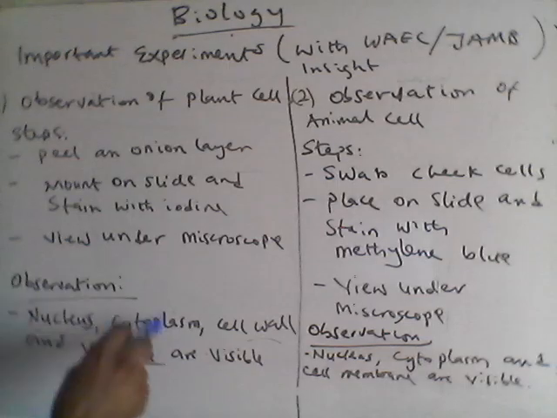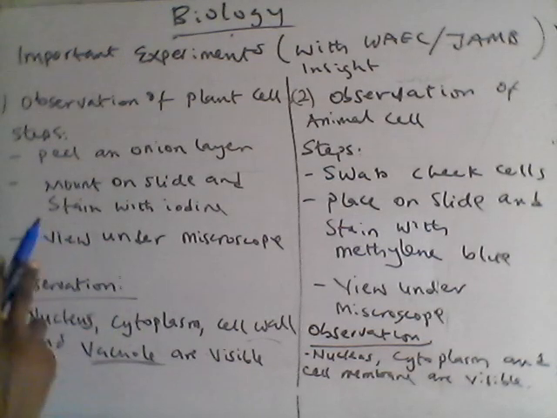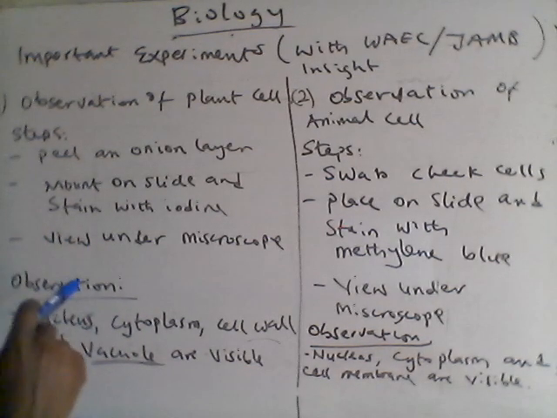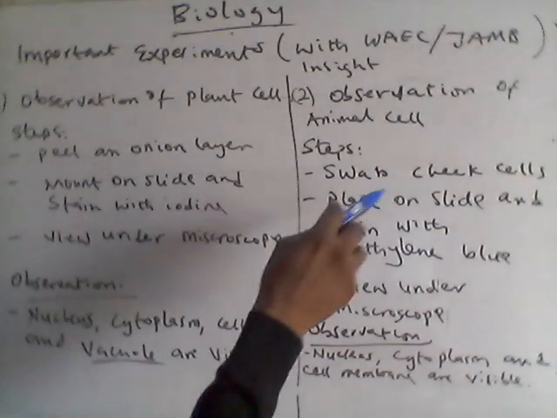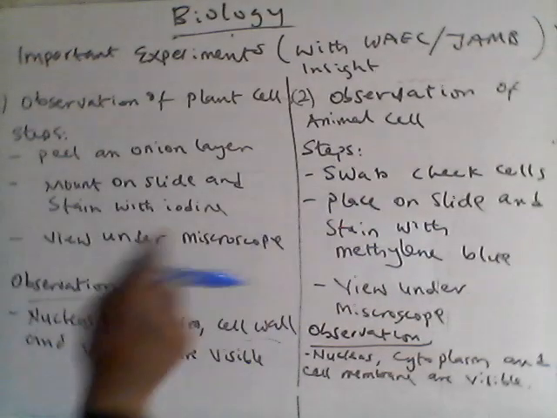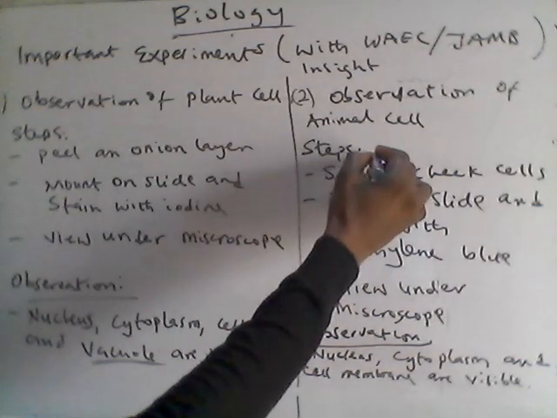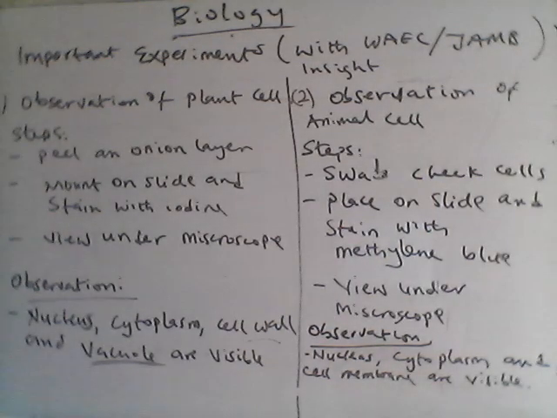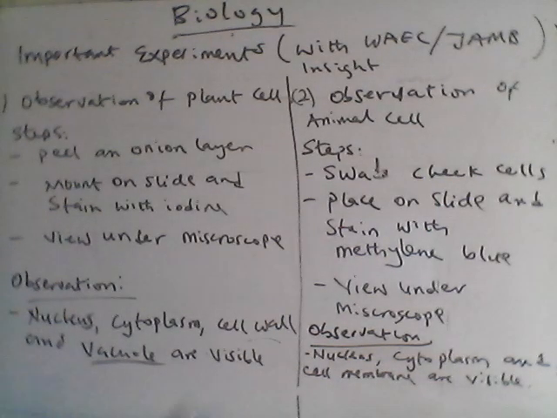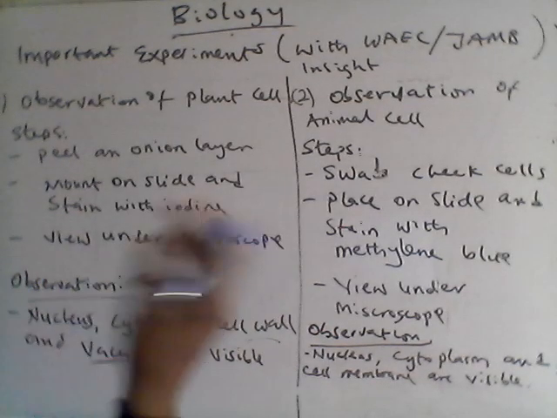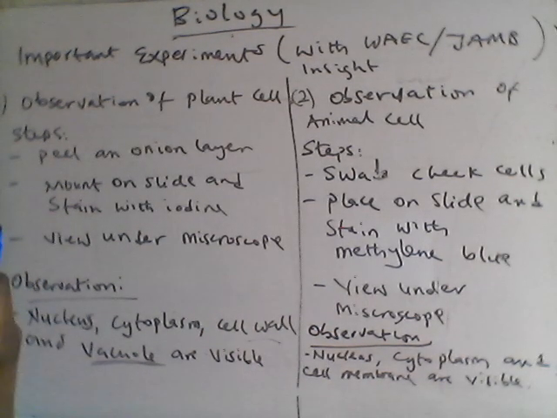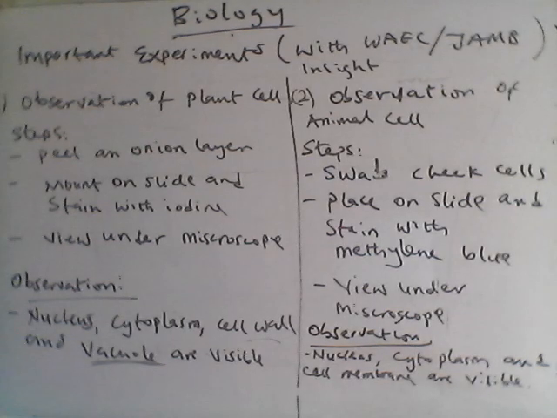You will see all these things. We have described them before. But how to observe it, that's what I'm explaining to you now. Then for an animal cell, the steps you take is to swab cheek cells. What is swabbing of cheek cells? So swabbing cheek cells refers to a simple biological process of collecting cells from the inside of the person's cheek.